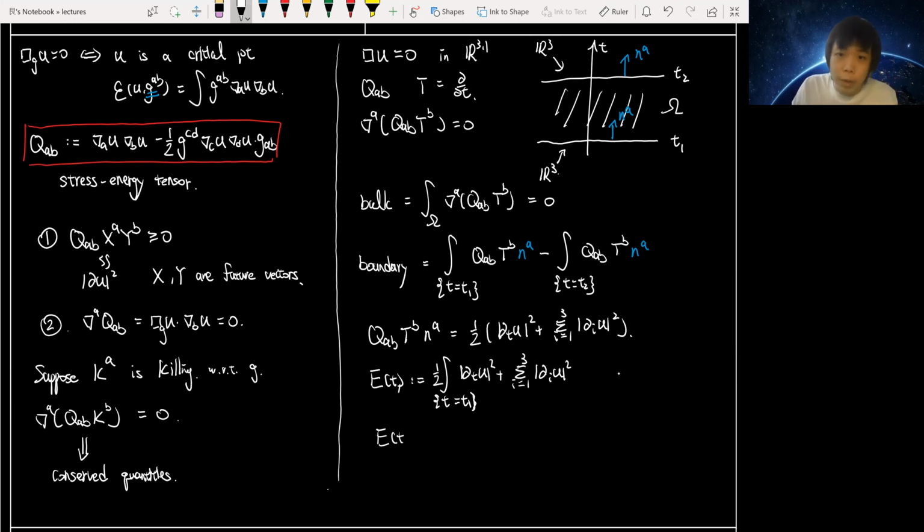To summarize what we have done, we have proved that this E is a conserved quantity. E(T1) equals E(T2), which is called the conservation of energy. This is probably the simplest application of the vector field method. We contract the stress energy Q with a vector, then apply the divergence theorem to see what we get.